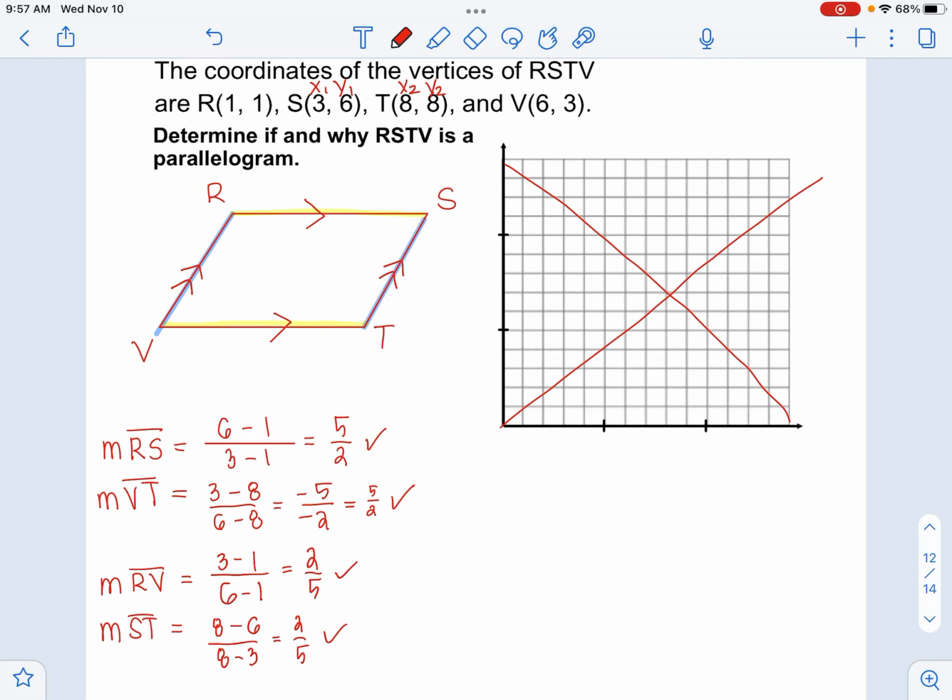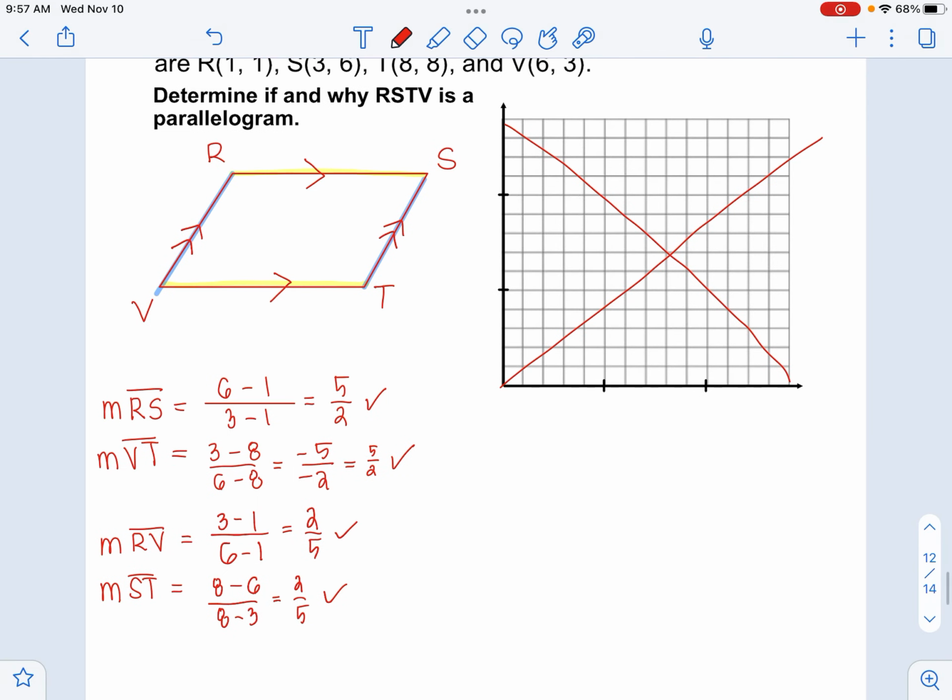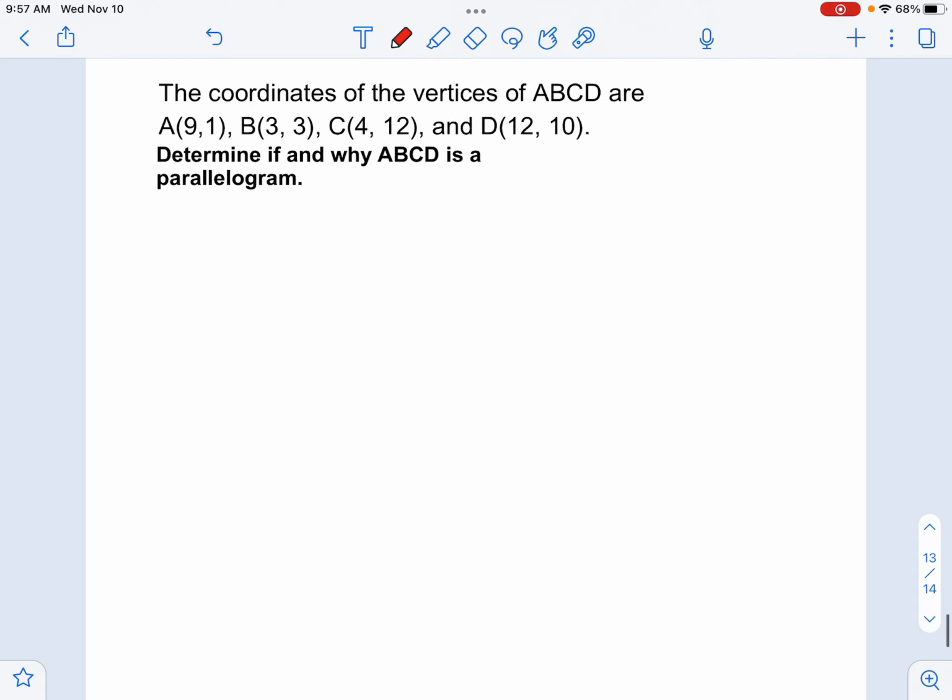So now we can answer the question, is this a parallelogram? The answer is yes. It also says why. Opposite sides are parallel. That's the abbreviation for parallel, so I'm going to use it. All right, let's try one more. The coordinates of A, B, C, D are so forth. Determine if it's a parallelogram.